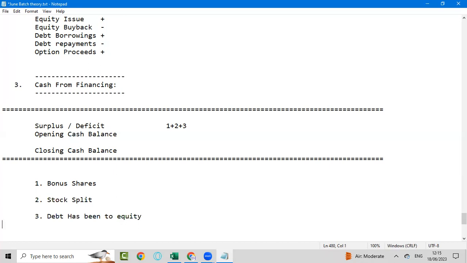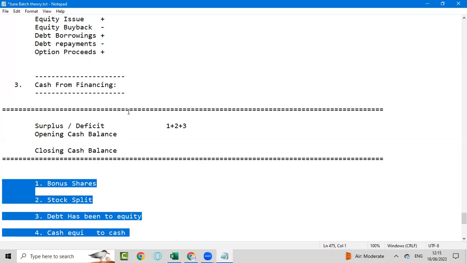Sure. Now one more. There is an item, cash equivalent, which you have converted to cash. Where will this come? All these four activities will not come anywhere in the cash flow statement.